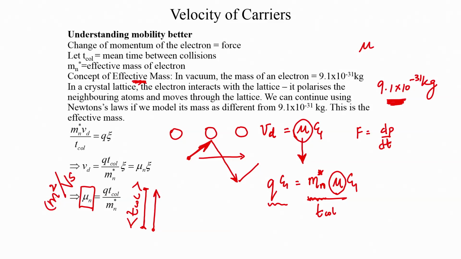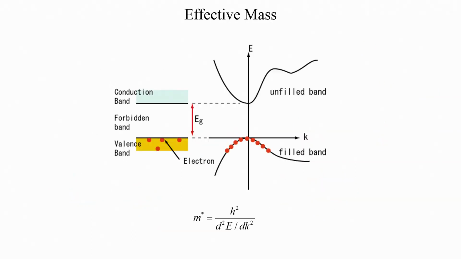It will be in meter square per volt second. So what is this effective mass? We said that we would like to define or create this parameter called the effective mass of the electron in order to write down a simple expression governing the motion of the electron in the crystal, and therefore we defined mobility, saying that the mobility is q times the mean collision time divided by the effective mass of the electron. So that was the electron mobility.